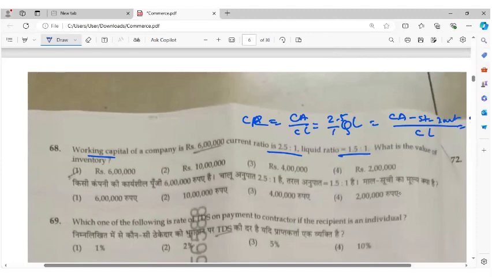So you can easily, and after that, what is the current working capital? Working capital is current asset minus current liability. After you calculate and get your current asset, you can deduct your quick asset. After that you will get the inventory value. So the inventory value is option number 3, that is 4 lakh.